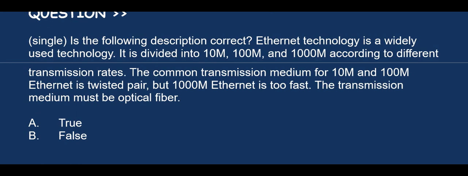The correct answer is option A. The next question: is the following description correct? Ethernet technology is widely used. It is divided into 10M, 100M and 1000M according to different transmission rates. The common transmission medium for 10M and 100M Ethernet is twisted pair, but 1000M Ethernet is too fast. The transmission medium must be optical fiber. Option A true, option B false. The correct answer is option B.